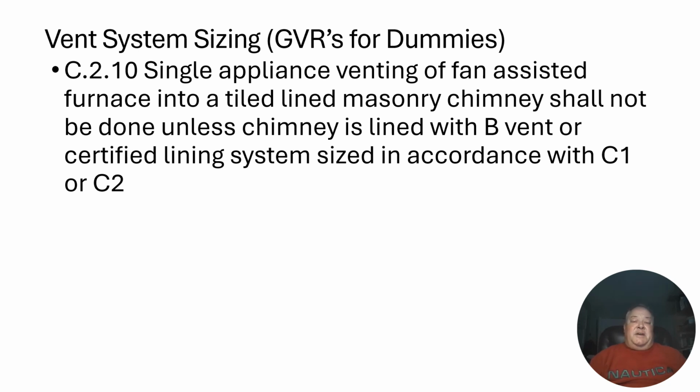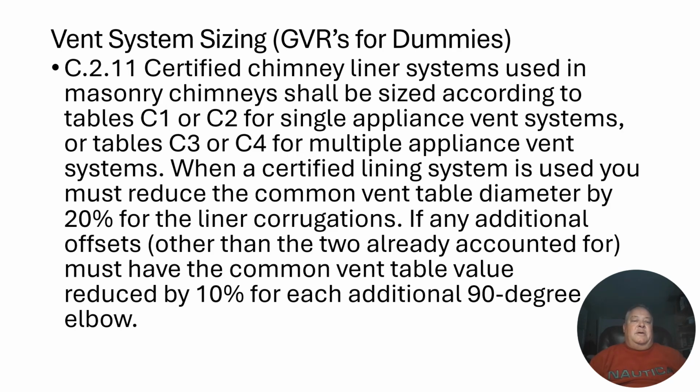Single appliance venting of fan-assisted furnaces into a tile-lined masonry chimney shall not be done unless the chimney is lined with a B-vent or certified lining system. Well, again, now the code says that we've got to put in a B-vent or a certified lining system at that point. And again, we're going to use table C1 or C2, which I'm going to show you coming up here, exactly how we're going to do that.